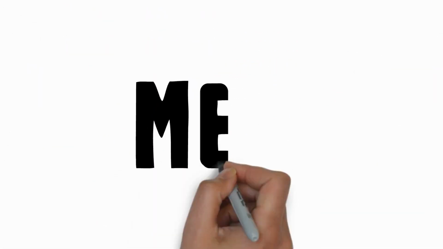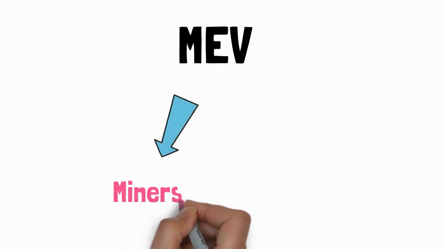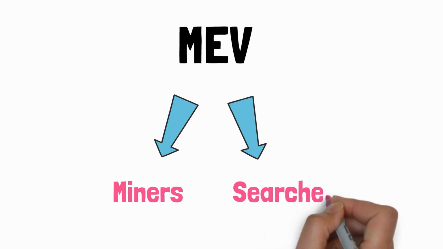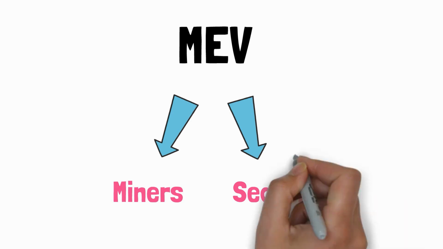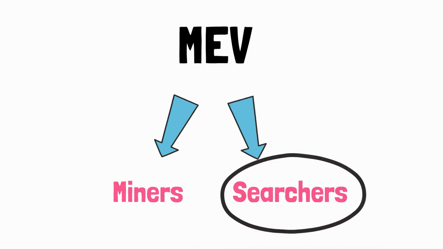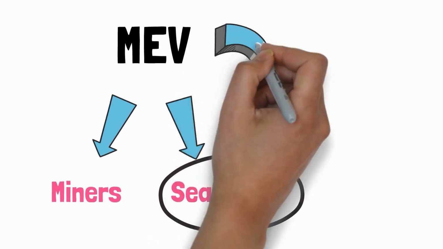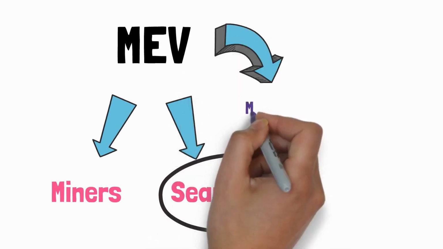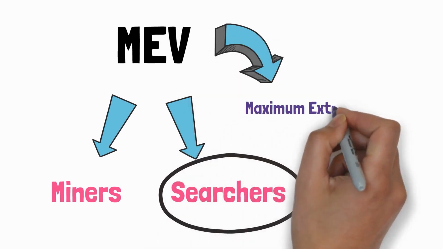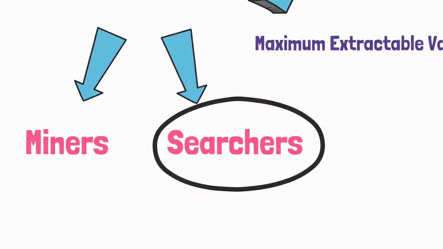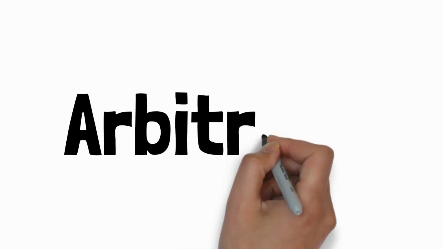Even though at the beginning MEV was only for miners, later other actors that were not miners also took advantage of MEV strategies. We call these searchers. If you are a blockchain developer who is trying to make money with MEV and you are not a miner, you are considered a searcher. And because not only miners can make money with MEV, the definition of MEV was changed from miner extractable value to maximal extractable value. Let's see a specific example of MEV with arbitrage.